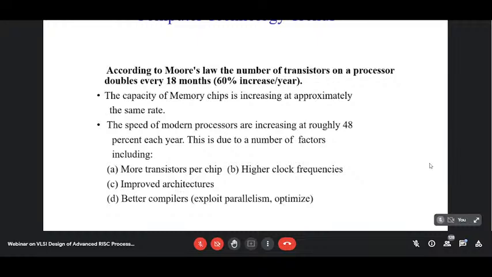So computer technology trends: if we go by the technological trends, we'll find that after every 18 months, basically the number of transistors in a processor doubles. That is a 60% increase in a year. But today, in fact, even Moore's law is not that valid because the rate of development has changed.